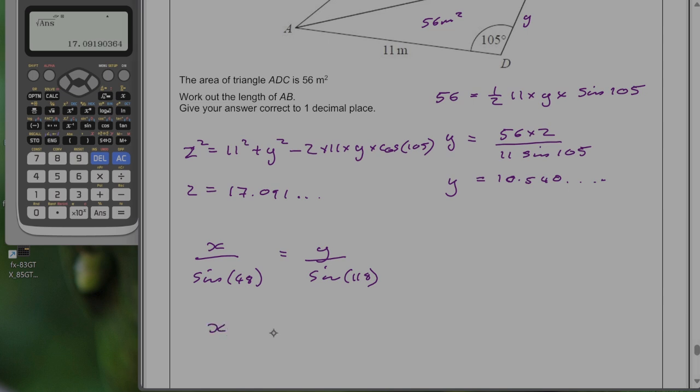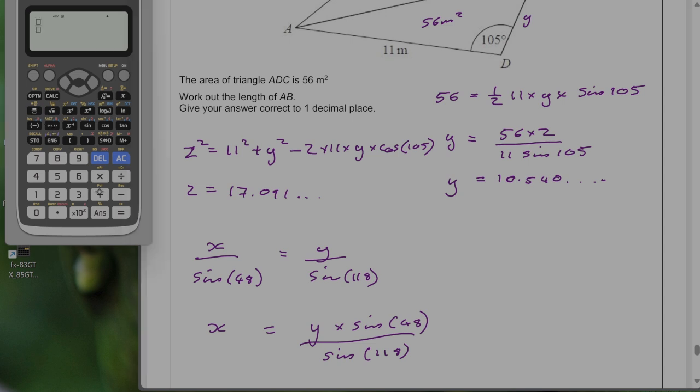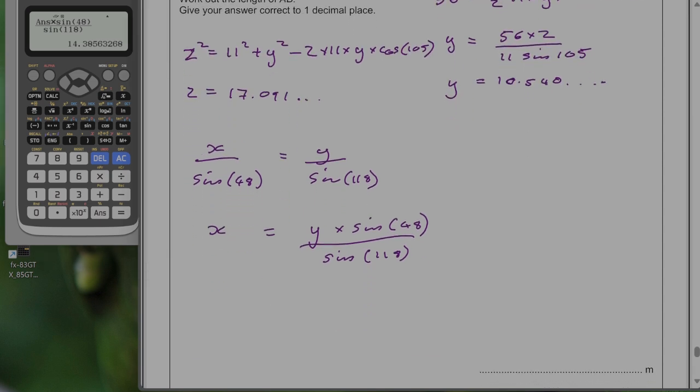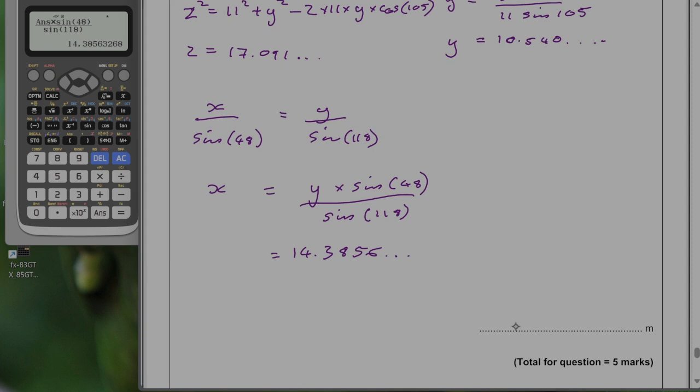So we'll go a step further before we calculate then. So that's going to be y times by sine 48 over sine of 118. Right, so I want to take my last answer, times that by sine of 48, and then divide that by sine of 118. So that gives me a value of 14.3856 dot dot dot. So that's going to be 14.4.